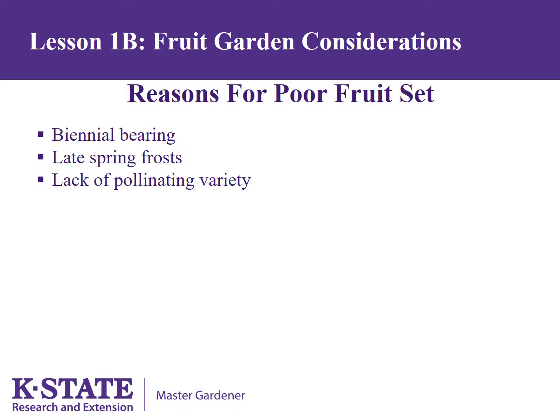One of the questions that is often asked by homeowners is why my tree didn't have fruit. We've already mentioned biennial bearing, late spring frosts, and a lack of a pollinating variety being problems, but there are several other possible reasons. The tree may not be old enough to bear. Often it takes several years before a fruit tree is mature enough to set fruit. Gardeners have to be patient.